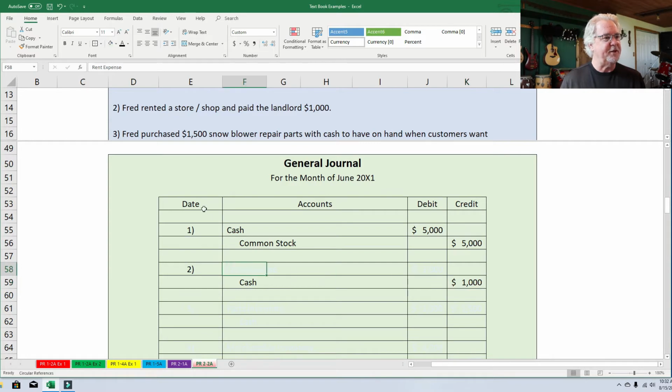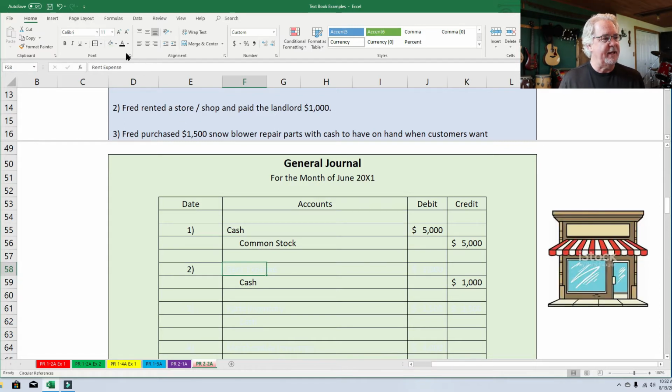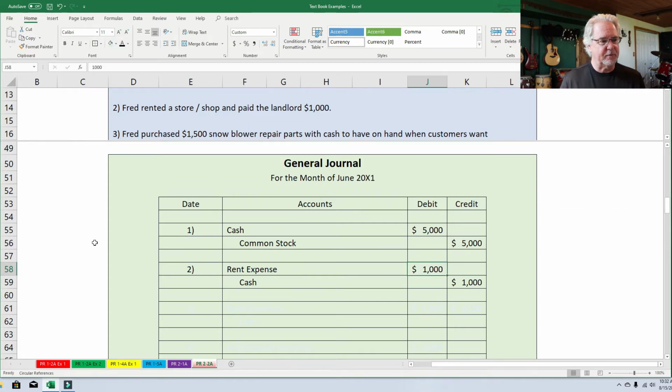Also, here's another rule of thumb, folks. Now, this is for rent, for the store shop rent and the landlord. And we're going to have rent expense, $1,000. So here's another clue. Except in minor exceptions, expenses are always listed first.